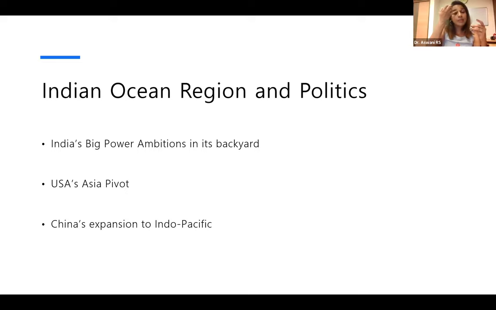And the third perspective that we will look at is China's expansion to Indo-Pacific. So China has been like a sleeping giant until a couple of decades ago. And then we see that China is kind of rising in power. And there's a lot of conversations around China's intention in the Indo-Pacific, right? So we will talk a little bit about that also. And I'm really hoping to discuss more of these three perspectives with you after in the FAQ session.